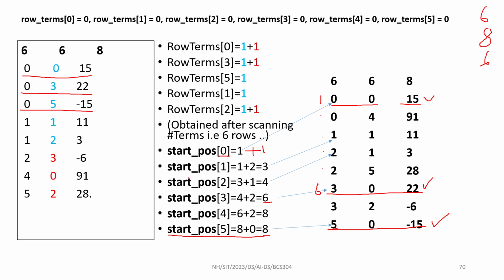Next, 1, 1, 15. Starting position is 6, 8 becomes 9. 6 becomes 7. And this 1 becomes 2. That you don't forget. Starting position of 1 is 3. 1, 2, 3. You put it. This is the thing.